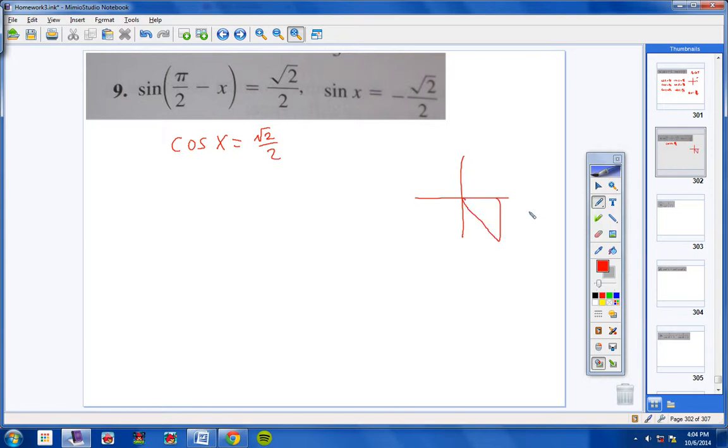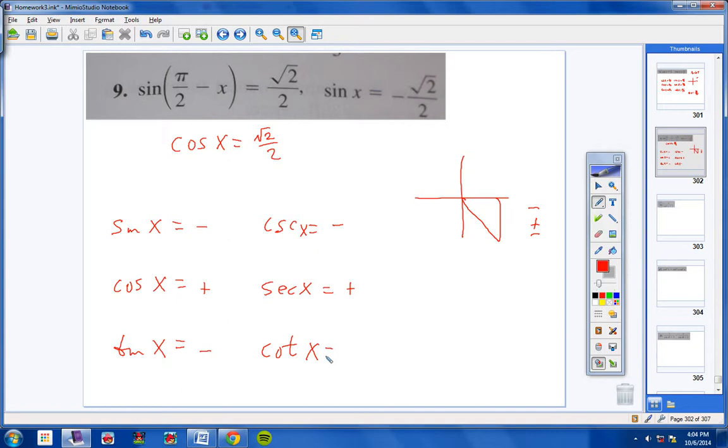The sign sequence there is negative, positive, negative: sine, cosine, tangent. So I'm going to put sine, cosine, tangent, and right away, students, put your signs: a negative answer, a positive answer, a negative. And then, of course, the reciprocal functions are the same. So if sine is negative, cosecant is negative. If cosine is positive, then secant is positive. And if tangent is negative, then cotangent is negative.